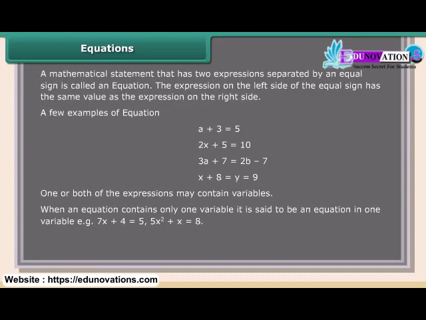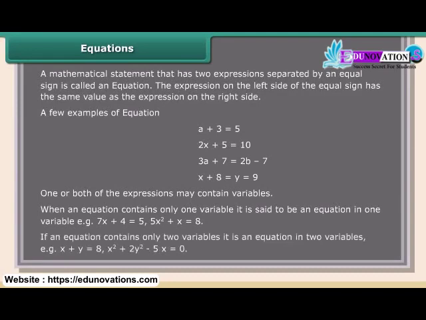That is, 7x plus 4 is equal to 5. 5x squared plus x is equal to 8. If an equation contains only two variables, it is an equation in two variables. That is, x plus y is equal to 8. x squared plus 2y squared minus 5x is equal to 0.